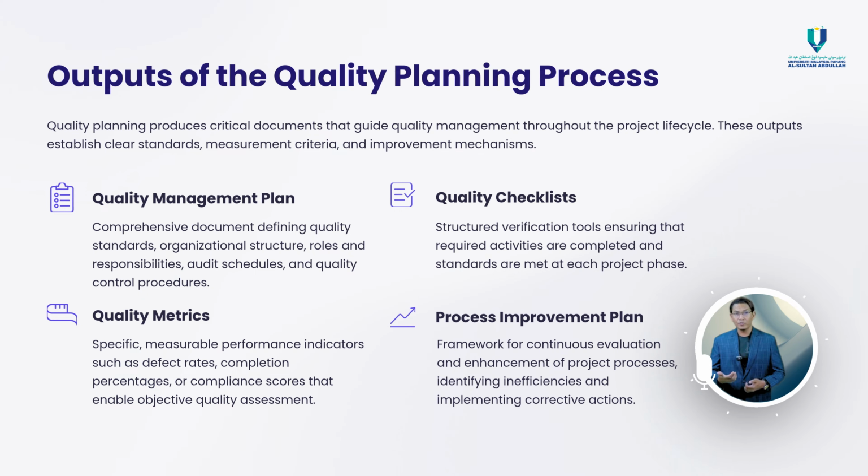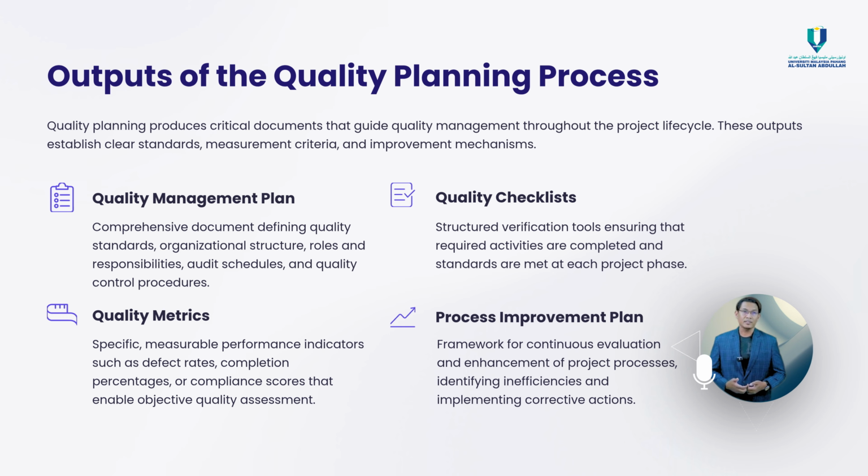The outputs of the quality planning process. The plan quality management process results in several key outputs, namely the quality management plan, which details how quality will be managed and assured during the project. It includes quality rules, standards, procedures, and audit schedules. And quality metrics, which are specific, measurable standards used to evaluate deliverables. Examples might include uptime percentage, defect rates, or cycle times.